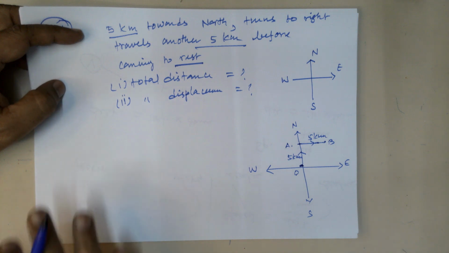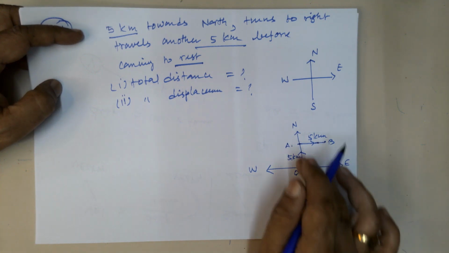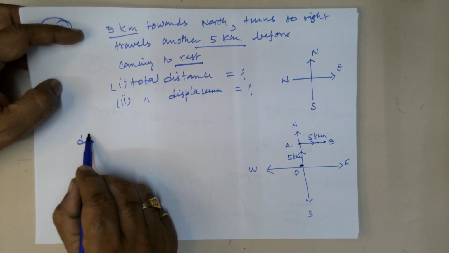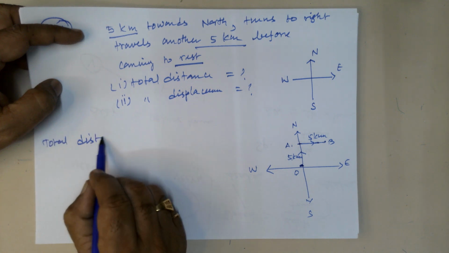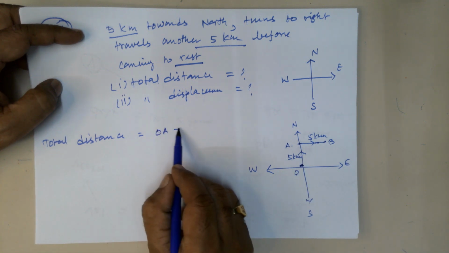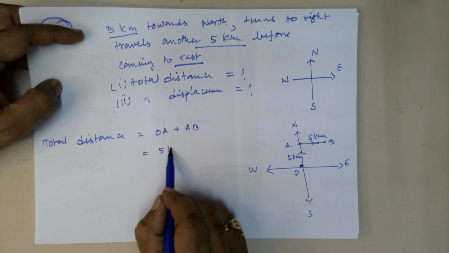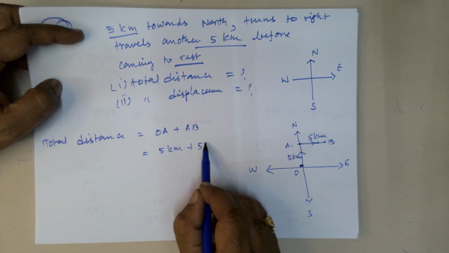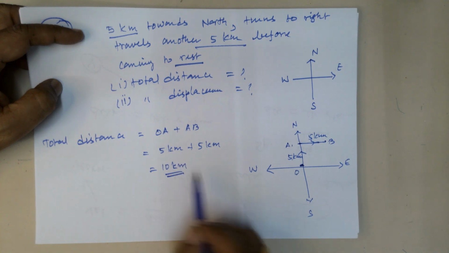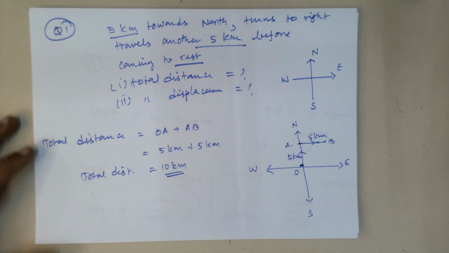Right. Now we have to calculate the distance. This is 5 kilometer, this is 5 kilometer. So totally how much? 10 kilometer. So the total distance traveled by the boy is OA plus AB, is it not? Therefore, OA is how much? 5 kilometer. AB is also 5 kilometer. So totally he has traveled 10 kilometer. So this is the total distance. Do you understand this? Okay.